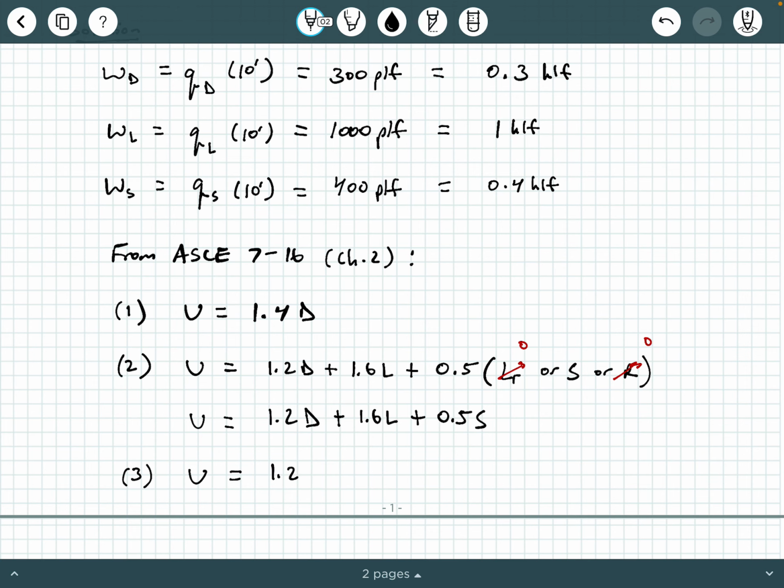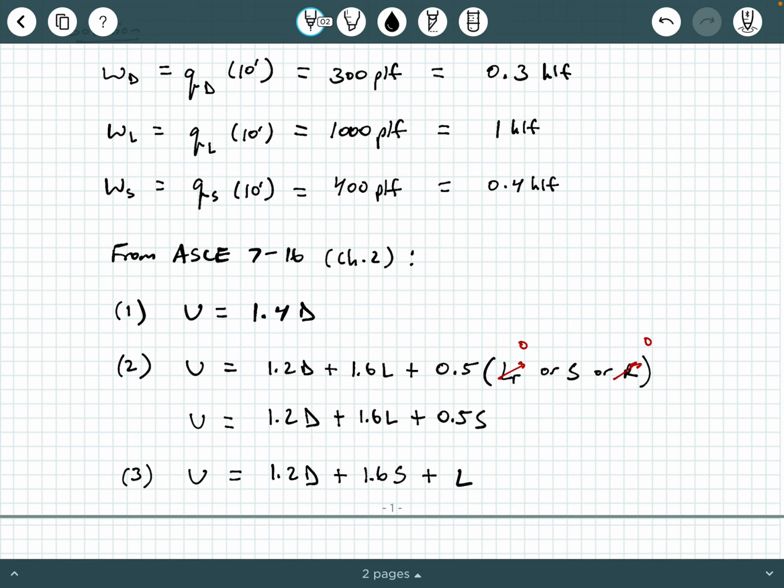That's going to be 1.2 dead plus 1.6 times snow load effect plus 1.0 times the live load effect. And we could look at load combination 4 from ASCE 7-16. Load combination 4 will not govern over load combination 2. So if you look at load combo 4, you'll see it'll never govern over 2 for this particular problem.